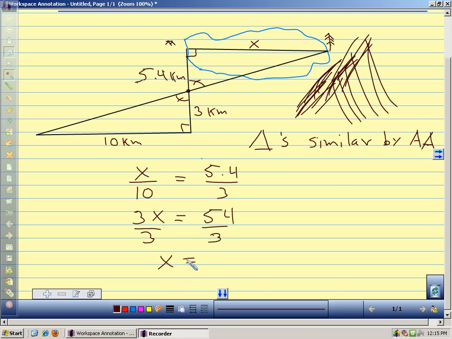And x equals 18 kilometers. So you just measured your friend's lake indirectly using your knowledge of geometry. Now your friend's impressed, and you start getting a reputation as someone who knows how to measure lakes.